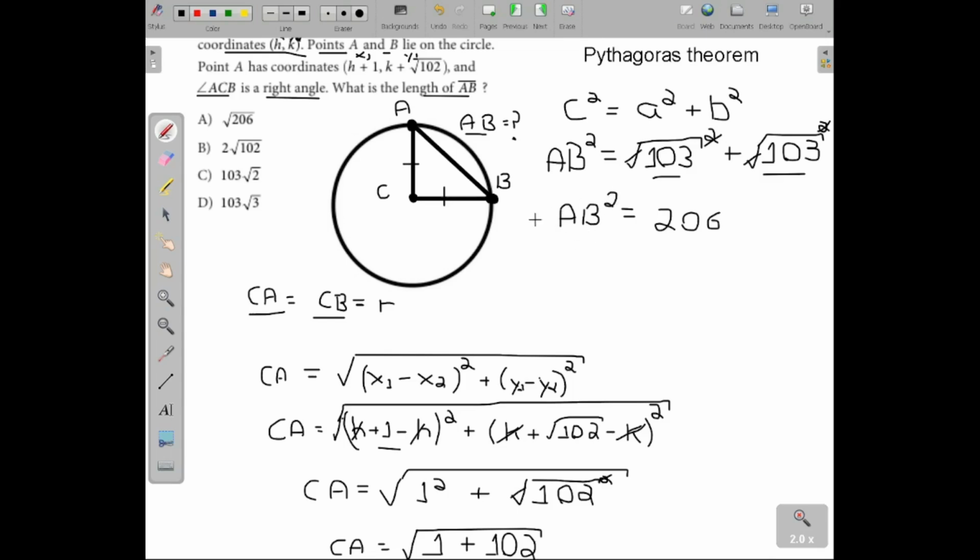But we have a square here, so we need to get rid of it. We cancel out the square root with the square, and finally AB is equal to square root of 206. Therefore, the right answer is A.